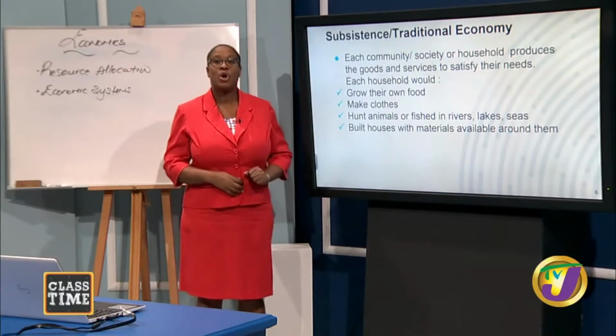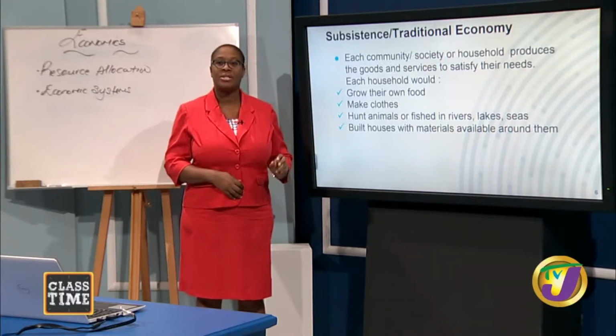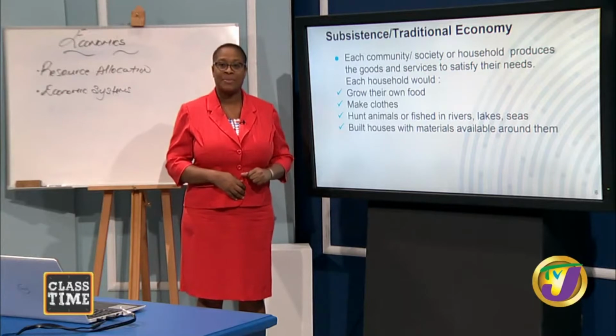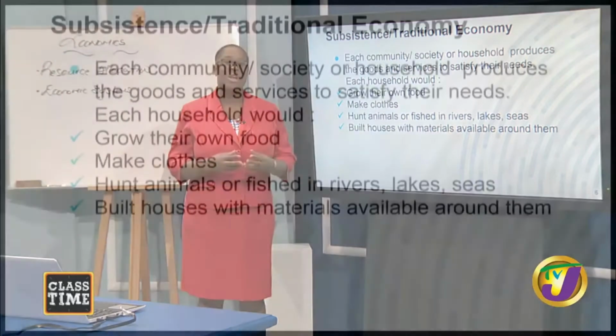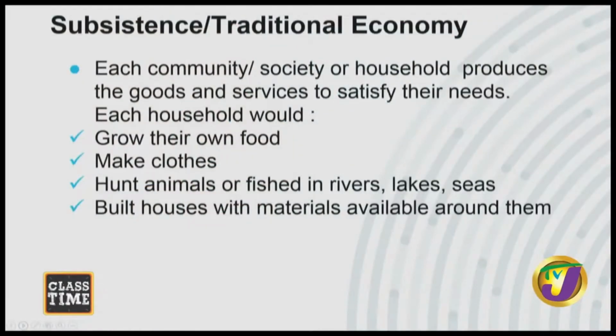All right. So we're going to jump into the first system, which is called the subsistent or the traditional economic system. Now, what you'll find with this system is that each community or society or household will produce the goods and services to satisfy their own needs. So what you will find is that each household will grow their own food. They will make their own clothes.